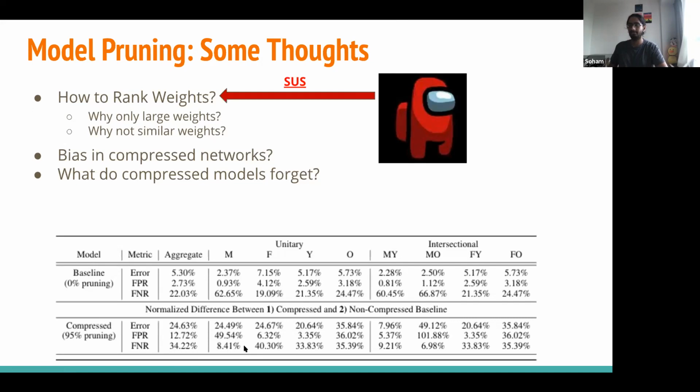And the false negative rate for female has also gone up, which also shows a bias. So pruning networks actually does introduce bias, and that's a problem. Right now at least we can understand the issue and we can identify the bias, but we're not sure exactly how to remove that bias. So that's also an area of research that people are working on right now.